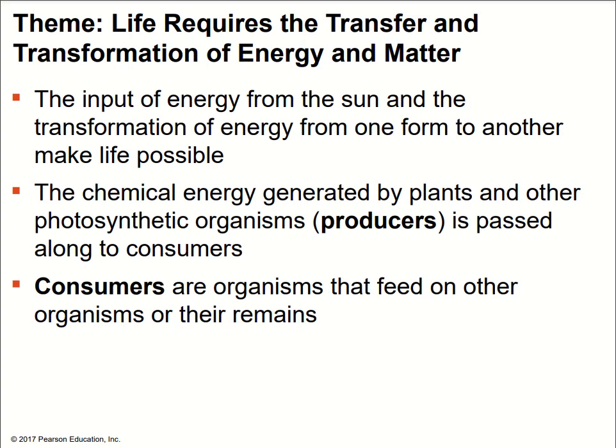Now, the theme that life requires the transfer and transformation of energy and matter: the input of energy from the sun and the transformation of energy from one form to another makes life possible. Energy in particular, a law from thermodynamics, physics and chemistry, is that energy cannot be created nor destroyed. Therefore, energy must transfer from one source to another. And on Earth, all of our energy starts from the sun. The chemical energy generated by plants and other photosynthetic organisms, called producers, is first formed by taking energy from sunlight, and this is passed to consumers, which are organisms that feed on other organisms to get that sunlight energy.